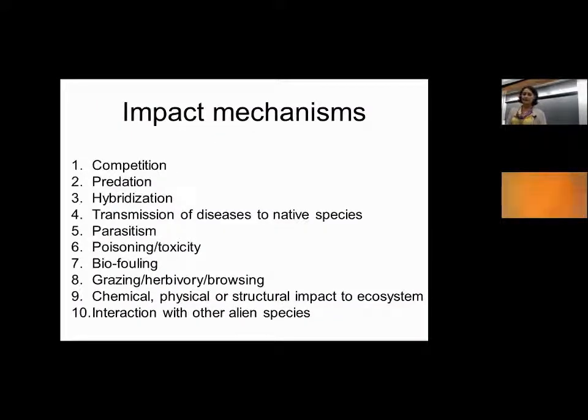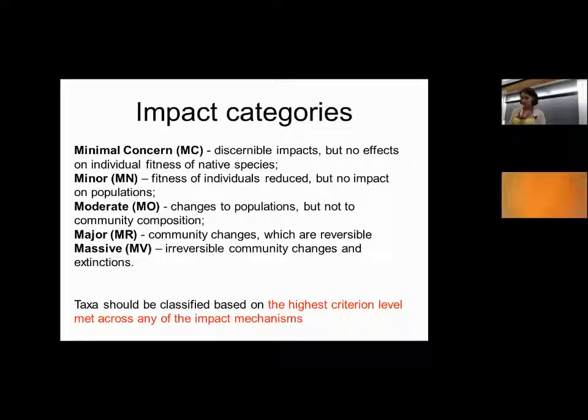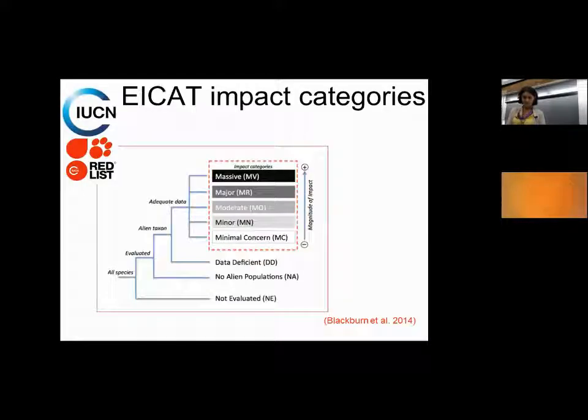So this impact assessment considers the following impacts: competition, predation, hybridization, transmission of diseases to native species, parasitism, poisoning, toxicity, biofouling, grazing, herbivory, browsing, chemical, physical, and structural impacts on ecosystems, and interactions. And each of these mechanisms can have 5 levels, well, a score from 1 to 6. And each can be considered minimal, minor, moderate, major, massive, depending on how strong the impact is, whether it affects only individuals or populations or communities or ecosystems, and whether the impact is reversible or non-reversible. So this is how you can classify your species.